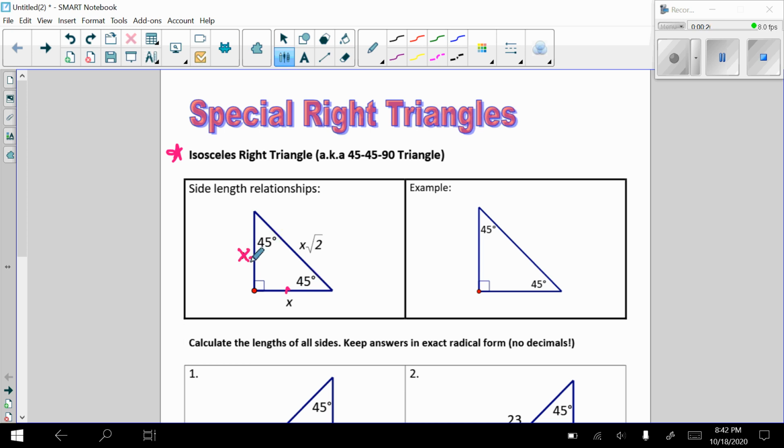Whatever the side length is of the short side, which we'll call x, the hypotenuse, which is always going to be opposite our right angle, will be whatever that side length is times the square root of 2. So that relationship is always going to happen. For example, if I told you on this triangle that the side length here was 5, first of all, you would automatically know that because these two sides are congruent, this side was also 5. And the third side, the hypotenuse, is 5 times the square root of 2. And what we like about these numbers is that they are exact. We don't want the decimal approximation.